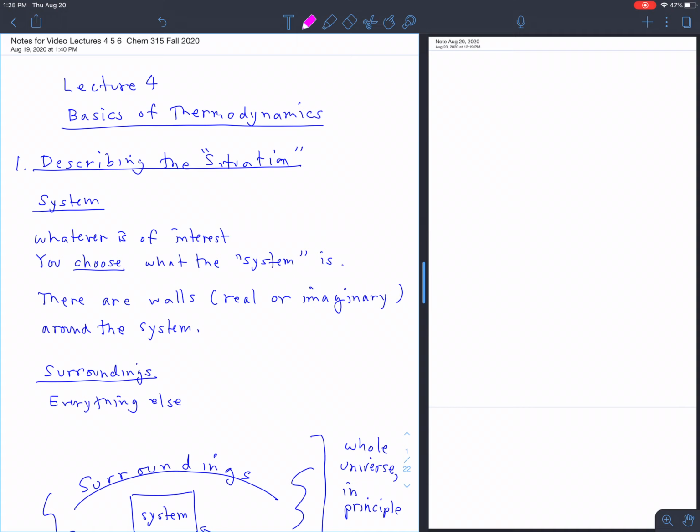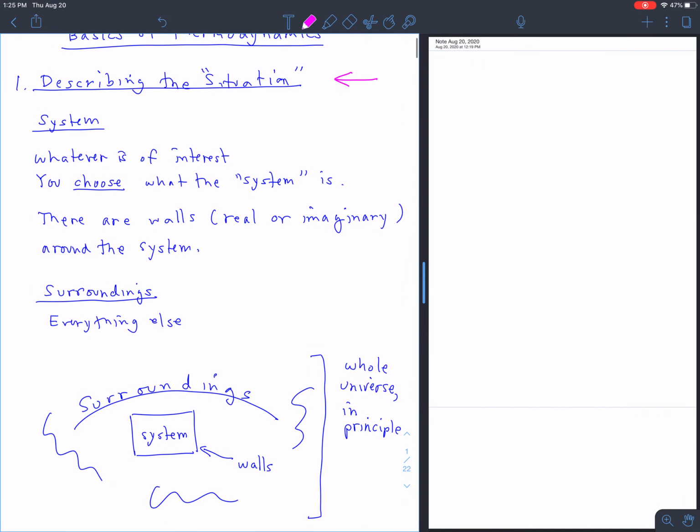So the very first part of that is what I've called here under number 1, describing the situation. And I don't say describing the system, because the system turns out to be a term that we'll define here. So the very most basic thing is that we need to say what we mean by the system. So there's a system and there's a surroundings, and between the two of those, that's everything. Whatever isn't part of the system here is the surroundings. But you're free to choose that system and define it however you like.